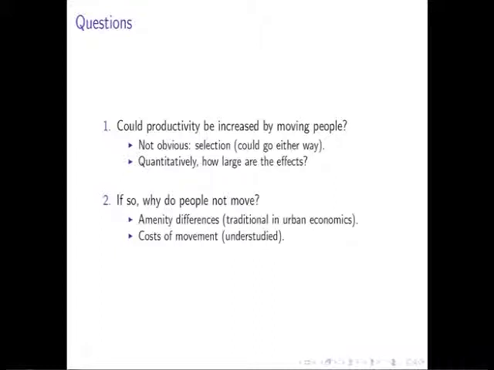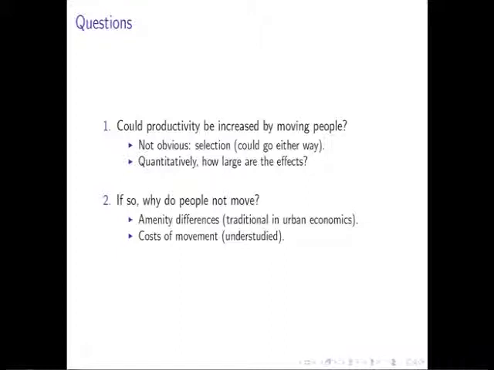And then, of course, partly we want to say that if there are large effects of moving people, can I decompose that into how much of this is driven by differences in amenities across spaces and how much is driven by costs of movement? This is some way towards some kind of policy answer. So we're trying to say, is it valuable to think about policies that help people move across space? What would be the value?